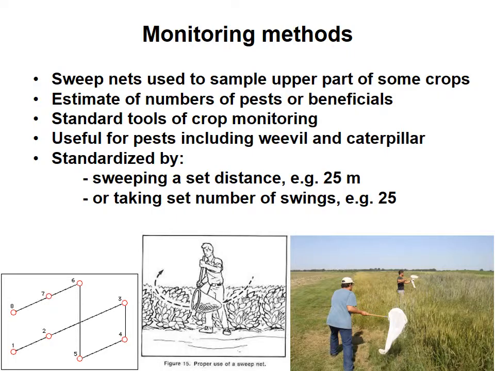Sweep nets are commonly used to sample the upper part of some crops. This is useful in order to estimate the number of pests or the number of beneficials. So sweep net is a standard tool of crop monitoring. Useful for pests including weevil and caterpillar. Sweep net sampling is standardised by sweeping a set distance, for example 25 metres, or taking a set number of swings, for example 25. Pictured here is one of the current methods used for sweep net sampling, but note there are many different methods used.